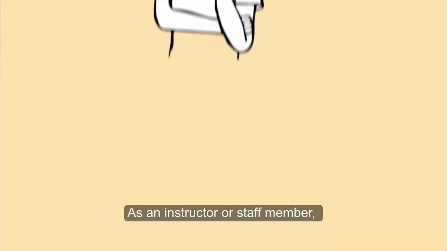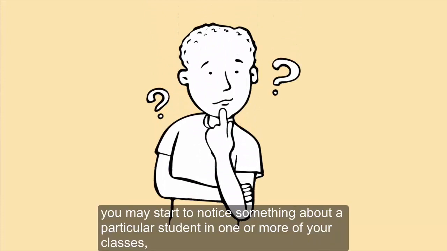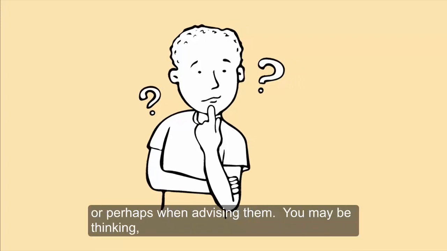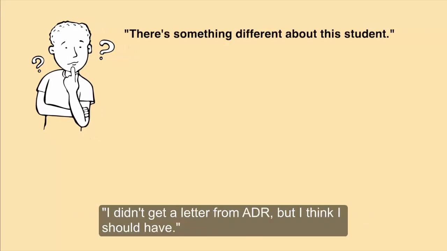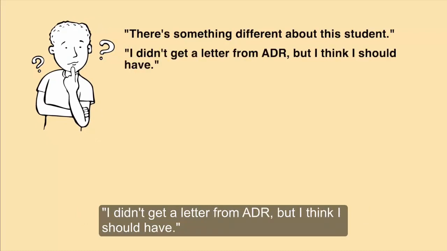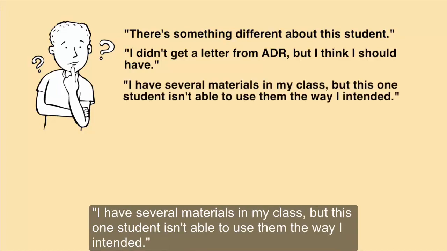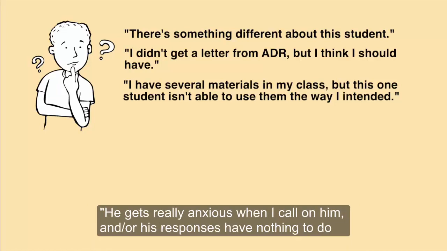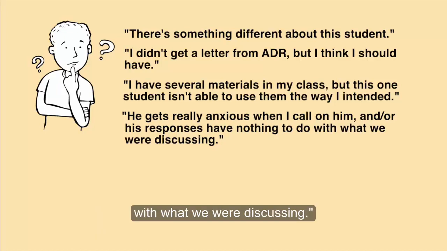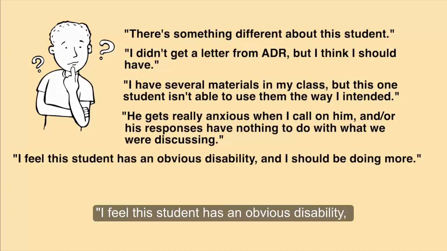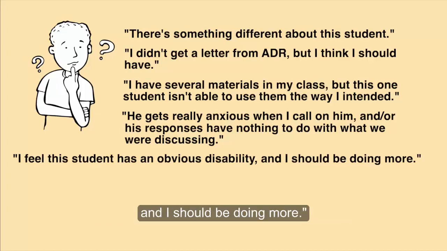As an instructor or staff member, you may start to notice something about a particular student in one or more of your classes, or perhaps when advising them. You may be thinking, there's something different about this student. I didn't get a letter from ADR, but I think I should have. I have several materials in my class, but this one student isn't able to use them the way I intended. He gets really anxious when I call on him, and/or his responses have nothing to do with what we were discussing. I feel this student has an obvious disability, and I should be doing more.